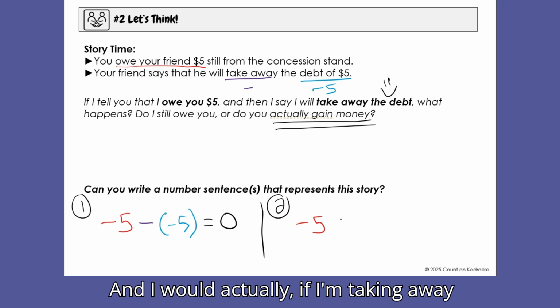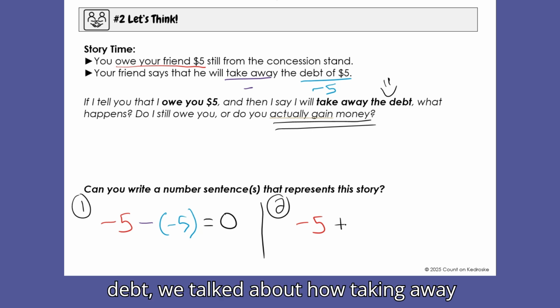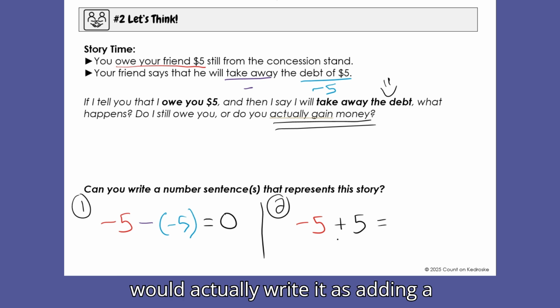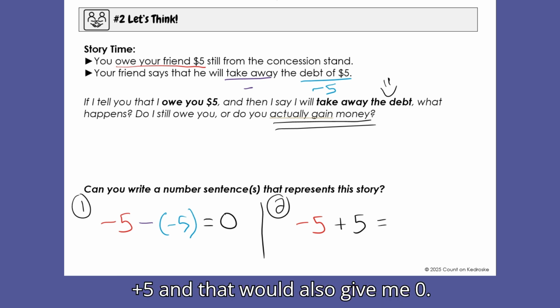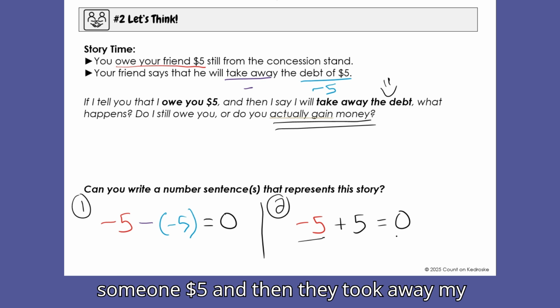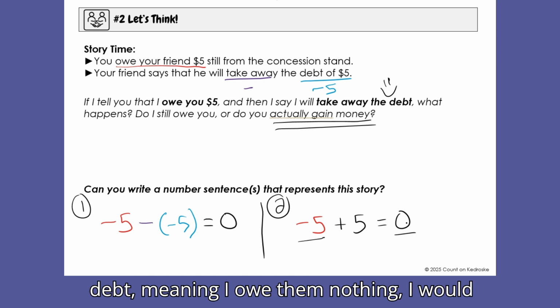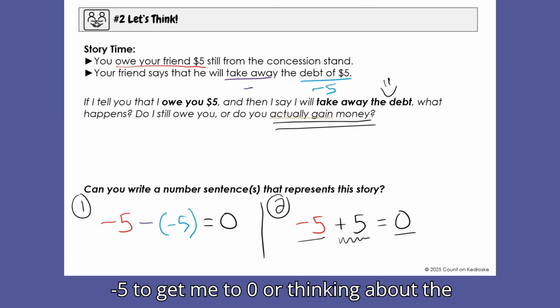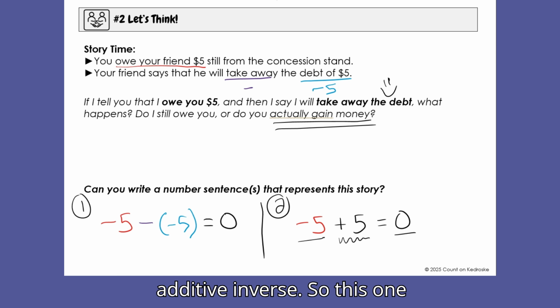And I would actually, if I'm taking away debt, we talked about how taking away debt is actually a positive thing. So I would actually write it as adding a +5, and that would also give me 0. You could also think about it as if I owe someone $5 and then they took away my debt, meaning I owe them nothing, I would have to add $5, which is the opposite of negative 5, to get me to 0. Or thinking about the additive inverse.